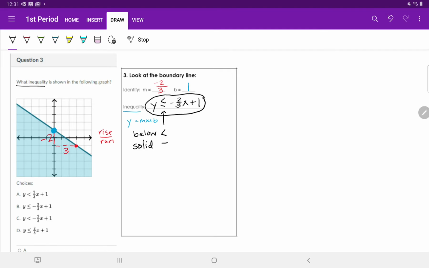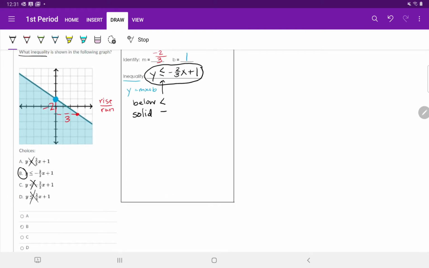So now let's look at our 4 answer choices. We need to make sure we choose a less than or equal to, so that takes out A and C. And then we have a negative 2/3 x, so that means that D is out because that's a positive 2/3 x. So it looks like our only remaining answer choice here is B, and B does in fact match what we did. So our answer for this question is B.